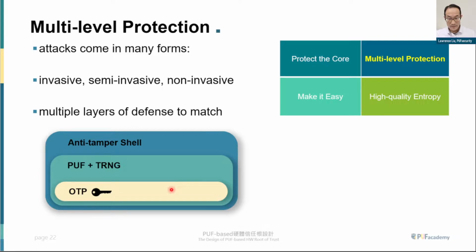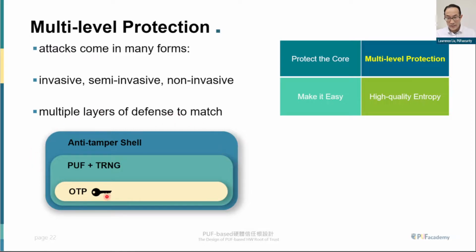The second principle is multi-level protection. Attacks can come in many different forms, such as invasive, semi-invasive, and non-invasive. And it is better to have multiple layers of protection to fend off the different types of attacks.